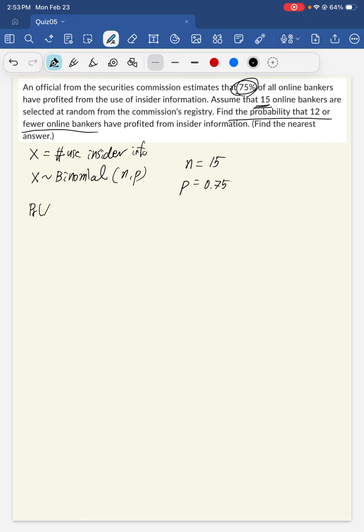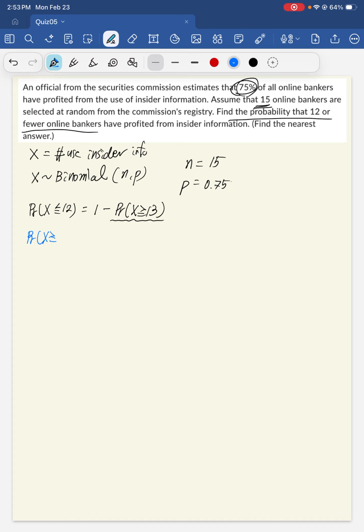And we are interested in the probability that X is smaller than or equal to 12. But to calculate this probability, you have to calculate the probability for 0, 1, 2, 3 up to 12, which is very, very difficult. So I will switch it to the other side. Then we just need to calculate this part.